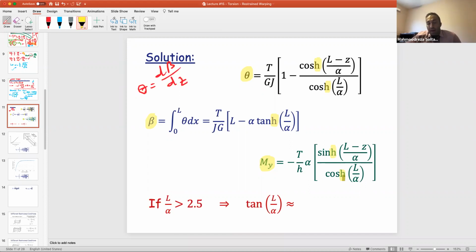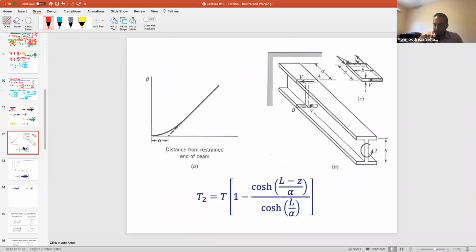So now, if you have length over alpha, what was the alpha? Alpha was the length from the fixed end where the warping is going to cause lateral stress for you. You need to consider that, okay? If L over alpha is more than 2.5, this tangent would be equal to 1. So your expressions would be a little bit different, easier, right? It's a simplification. So if L over alpha is more than 2.5, we can have some assumptions. We're going to look at them further, but let's look at the section one more time.